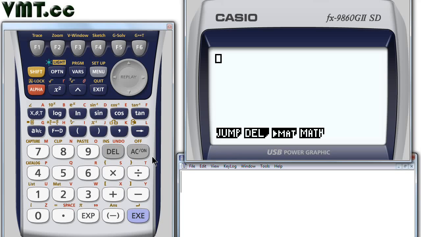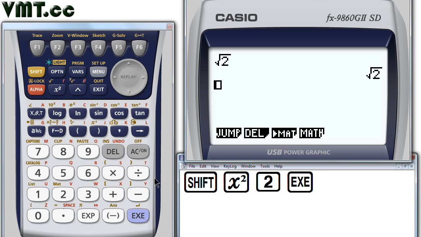To find the value of the square root of 2, you need to first locate the square root key. It's just above the x squared key. So press Shift and then x squared. In the future, I'll just say Shift square root. Then type in the 2.